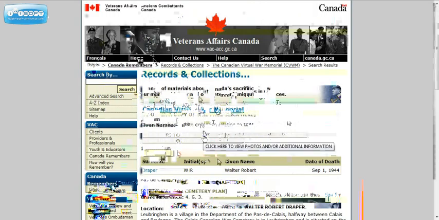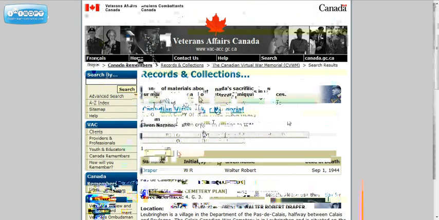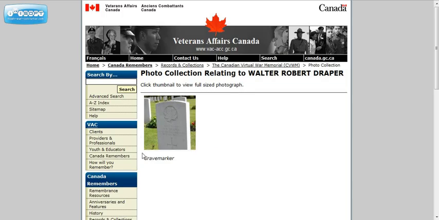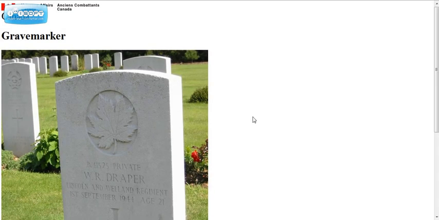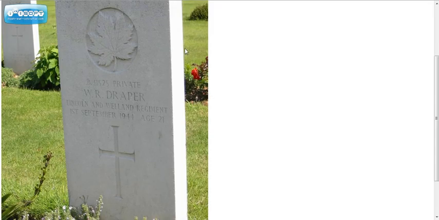So if we click here, there's a digital photo collection of my ancestor. And what we can see here is it actually has a photograph of his grave marker. You can click further on that and see a larger version, and there's the gravestone of my ancestor. So you can tell that Veterans Affairs Canada has spent a lot of time on this, and it's just wonderful that you can get a chance to see these types of things and see the gravesite of a relative that I otherwise might not have seen.